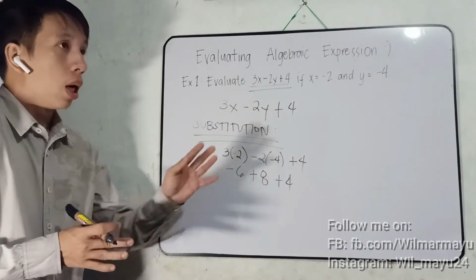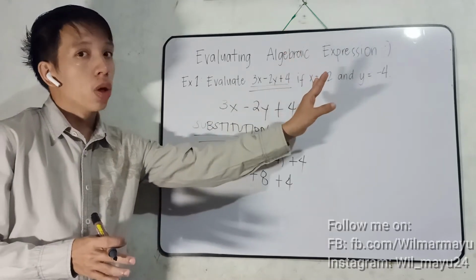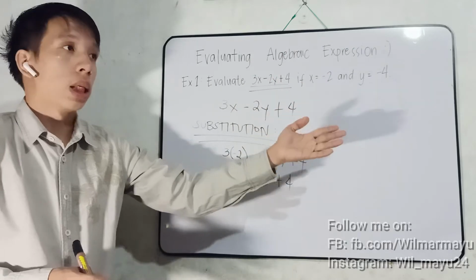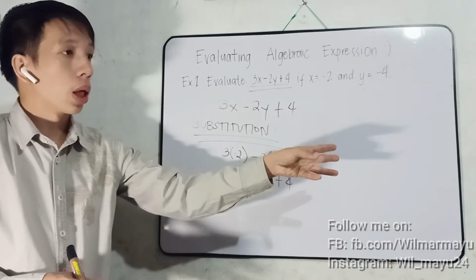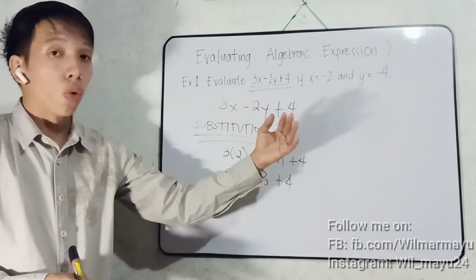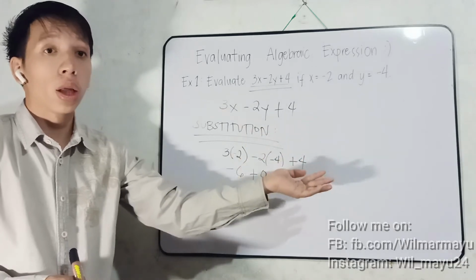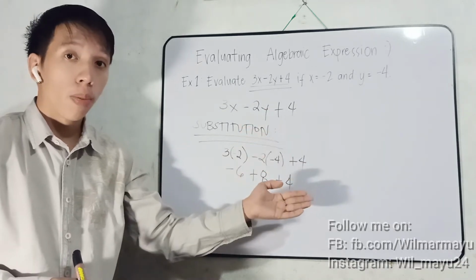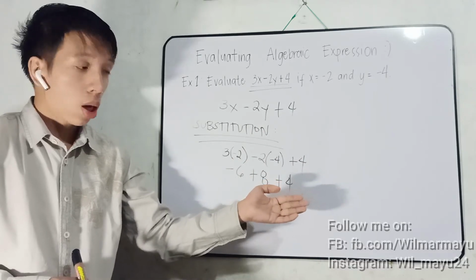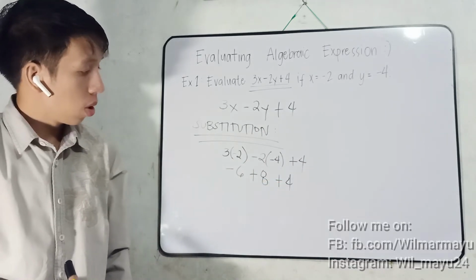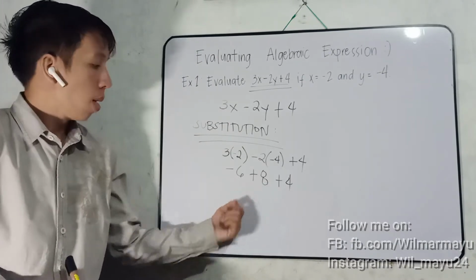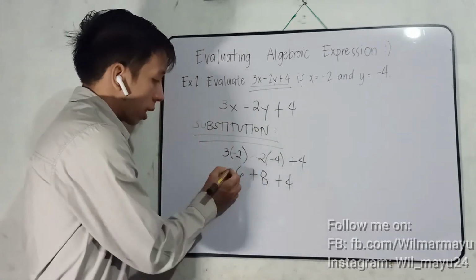Kung maaalala nyo yung lesson 2, determine the parenthesis or the exponent. After that, multiply or divide from left to right. Then on the third law, it is add or subtract from left to right. So mapapansin natin dito, ang meron dito is addition, tama? But magkaiba sila ng sign.